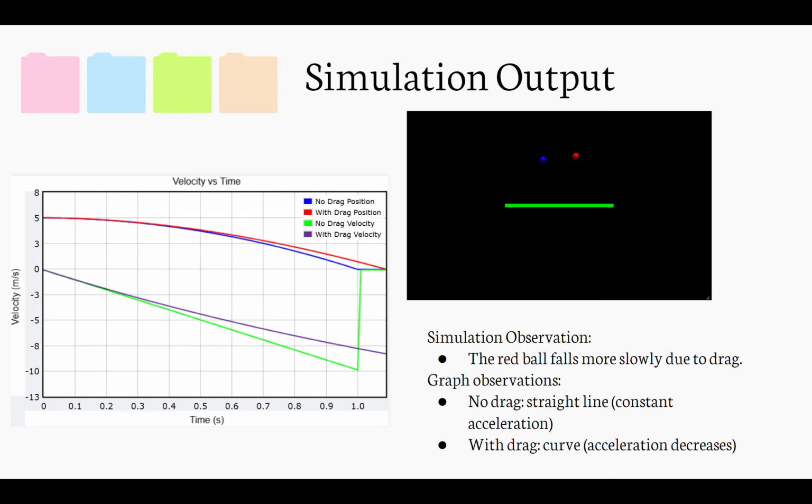On the left is the graph, which shows no drag as a straight line, constant acceleration, especially for the velocity. So the green line is straight, and with drag there is a curve. The purple line shows curved motion. And in the simulation observation, the red ball on the right falls more slowly due to drag.